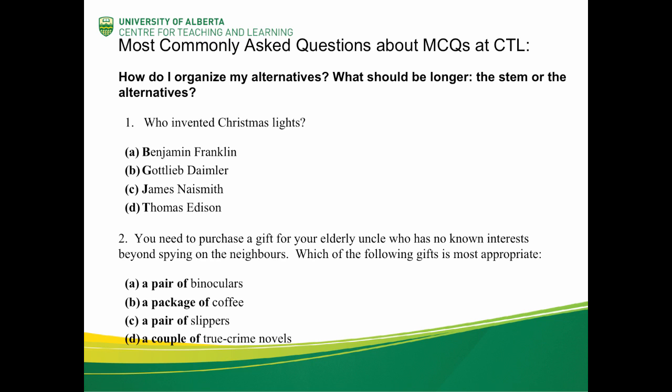And something else I'd like you to notice in the second question is that the alternatives are organized grammatically in a way that is very similar. This is called parallelism if you're familiar with it, but grammatically they say a pair of, a package of, a pair of, a couple of. This makes it less of a reading test and less easy for those who are looking for clues because they don't know the answer to find the right answer.